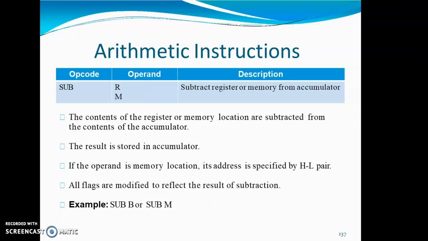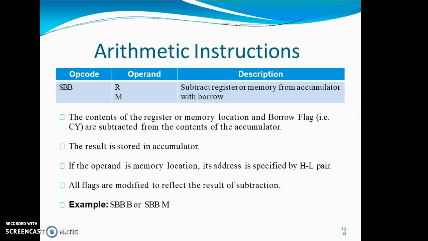Then the next instruction is subtract. SUB subtracts register data from the accumulator and stores the result in the accumulator. If there is a memory location, then it will be defined by the HL pair, and all the flags are modified. Similarly, SBB means subtract with borrow, meaning the borrow flag gets affected and the data is subtracted from the accumulator.